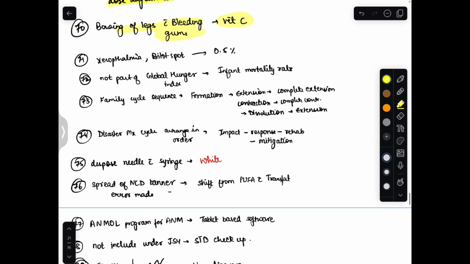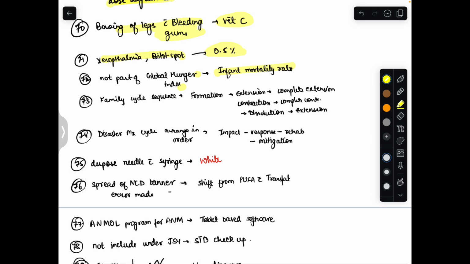Now for the 17th question, going of legs with bleeding gums will be mentioned in the question. For this, the correct answer is vitamin C. For xerophthalmia, Bitot spot, how much percentage? 0.5 percentage will be there. Not part of the global hunger index: infant mortality rate is not part of the global hunger index.